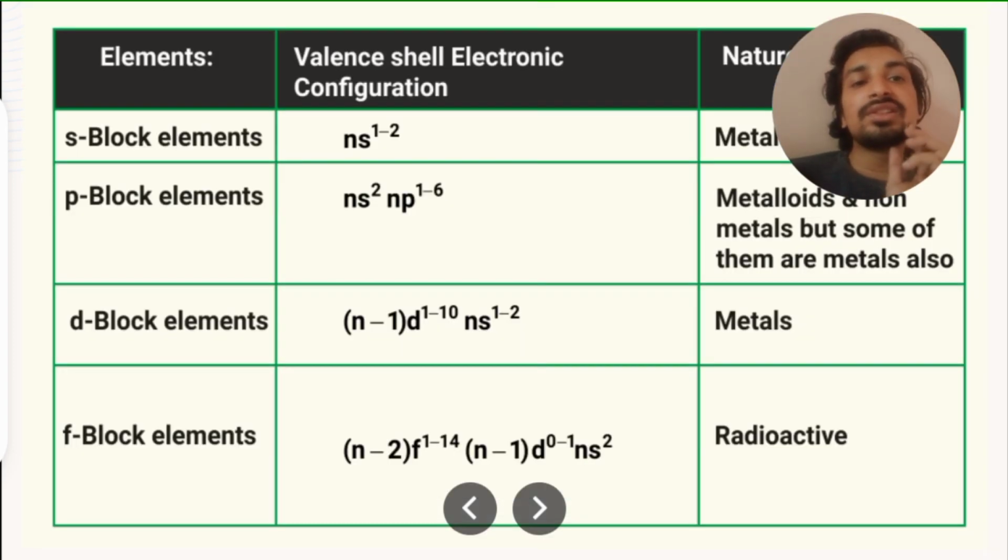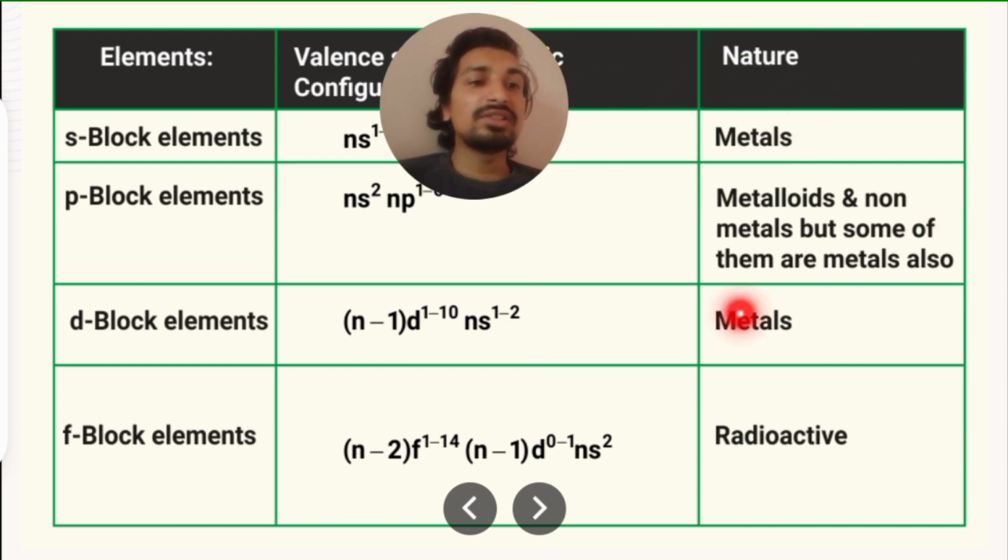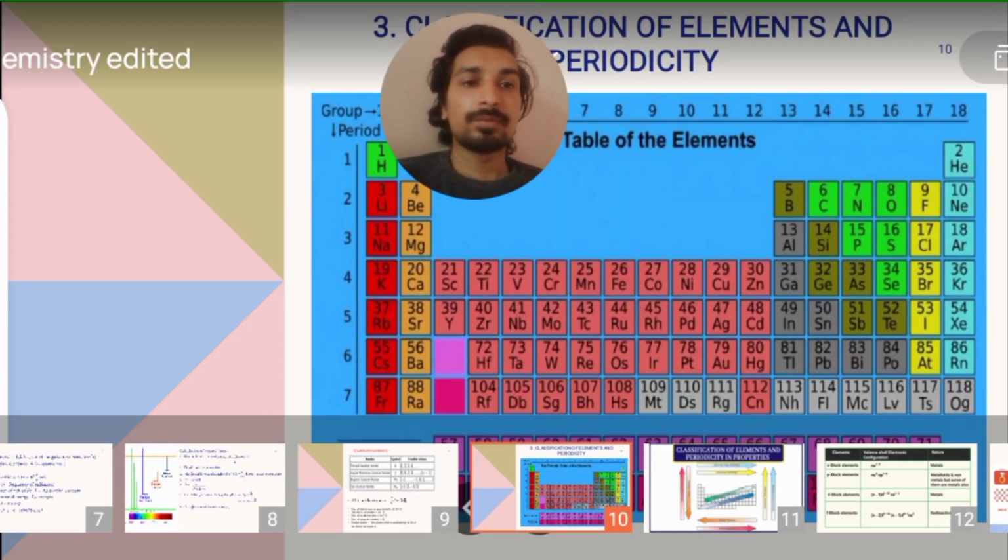Then you have S block elements, that is ns1 to 2. P block elements are ns2 np1 to 6, and D block elements are n minus 1 d1 to 10, ns1 to 2, and these are F block elements. So these are metals, these are metalloids, these are metals, these are radioactive elements.